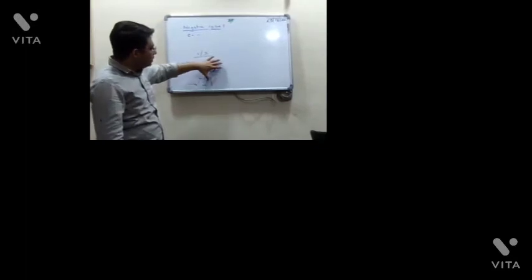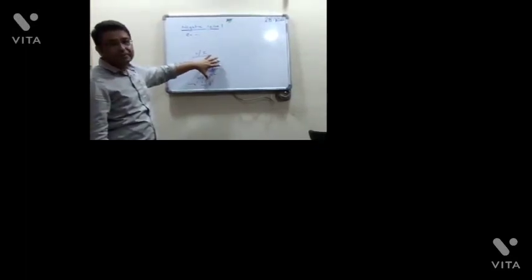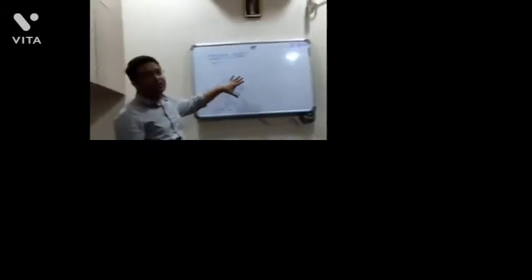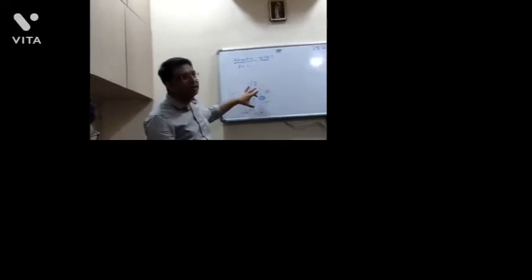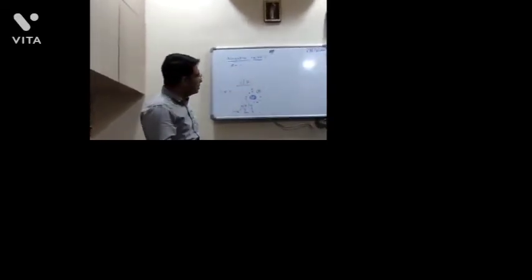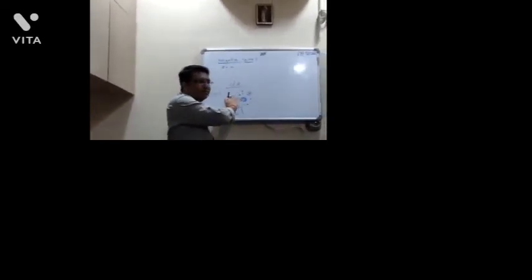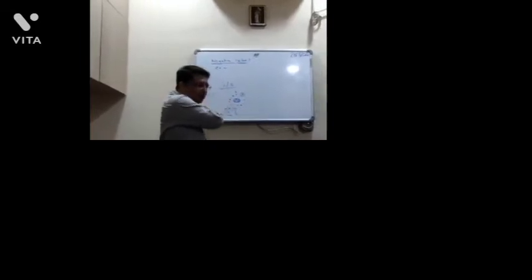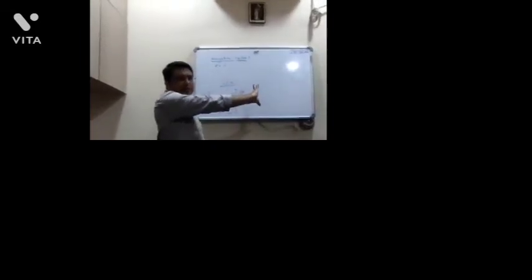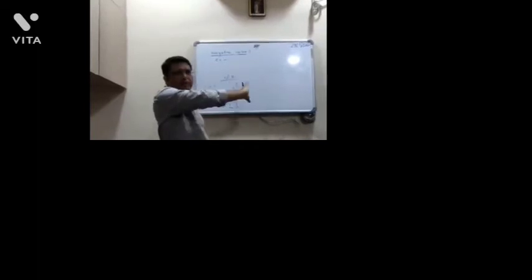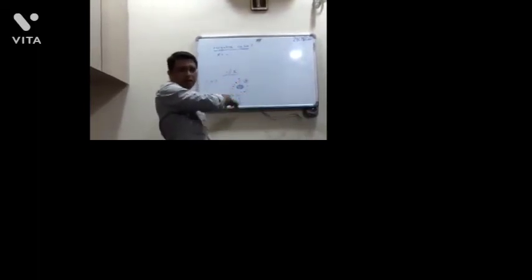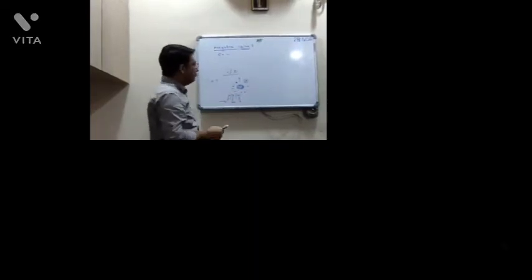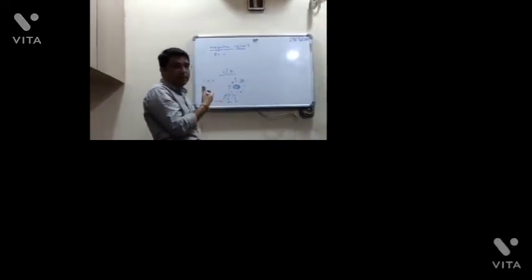So again, come back to this point. The electron is moving around this nucleus, right? It's not moving in one particular direction. It's moving around its nucleus.